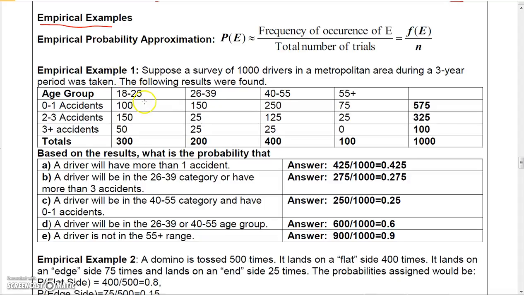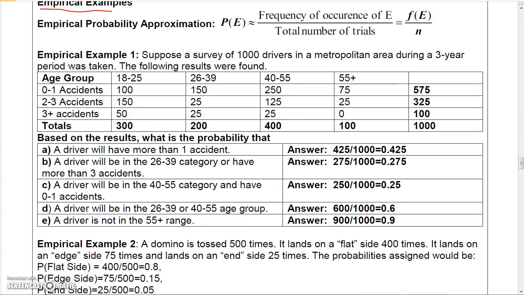Here I surveyed 1,000 drivers, and you can see there are 4 different age groups, and then there are 3 different accident categories: 0 to 1 accident, 2 to 3 accidents, or more than 3 accidents. Each cell contains the number of drivers in each age group in each category. I've also given you the totals of the categories to the far right and the total of the age groups at the bottom. You may not have this given. You might have to figure it out for yourself in an example.